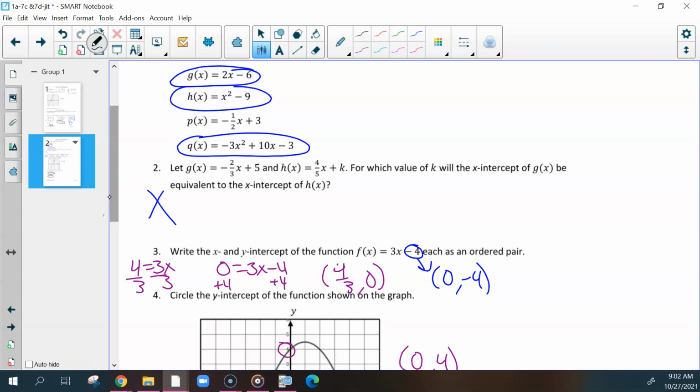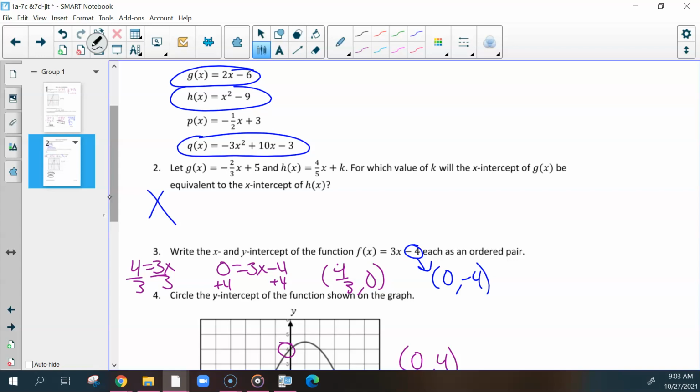So to find your x-intercept, put 0 in for y and solve. That x-intercept would have been 4 over 3, 0. Leave that as a fraction because it would have repeating decimals. Unless it has a nice decimal like 0.25, 0.5, I'd say up to like 3 decimals. If it has up to 3 decimals, then you can put it as a decimal. If it has repeating decimals, leave it as a fraction.